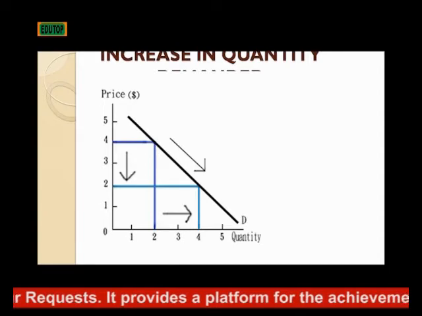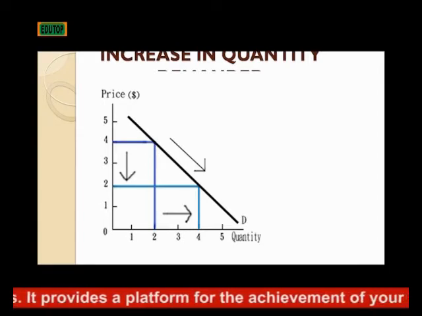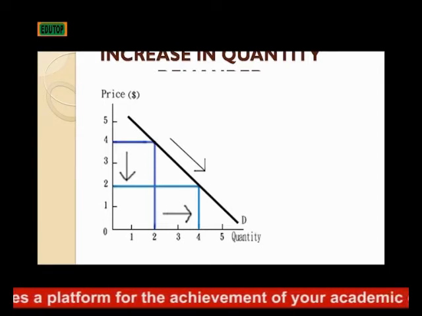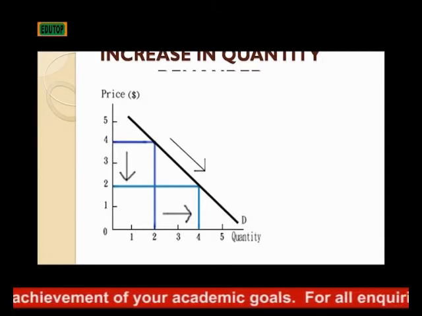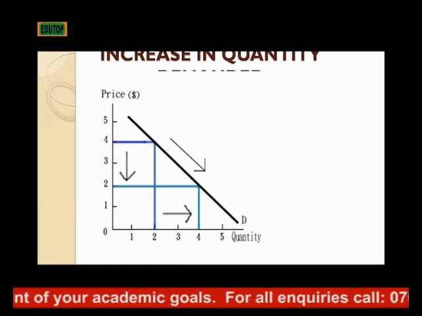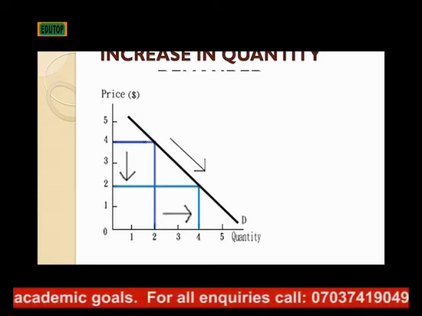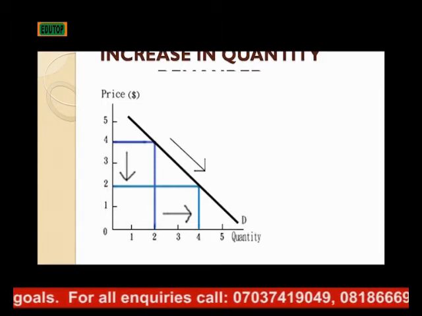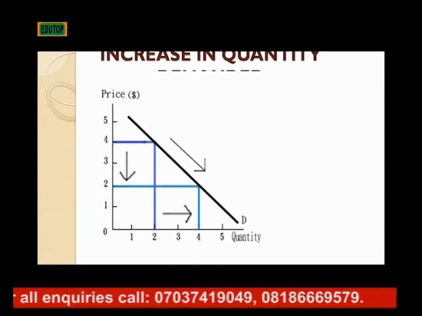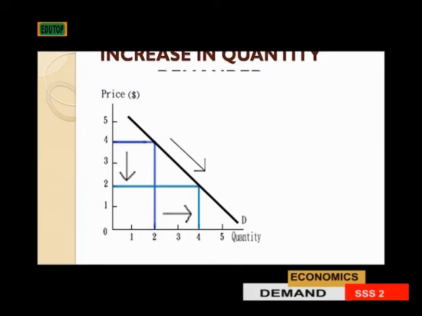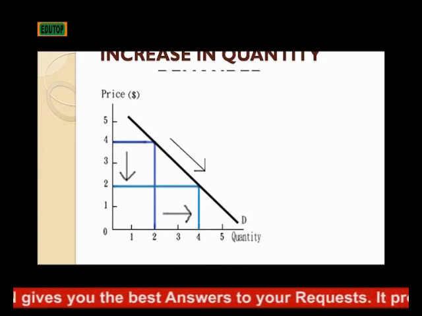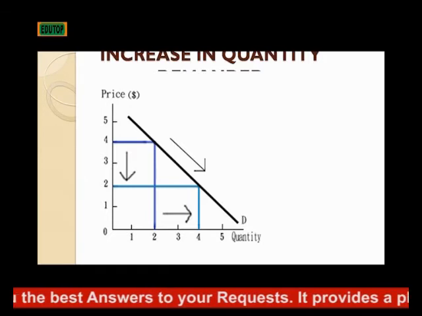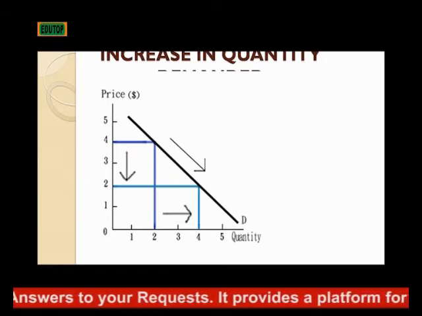a demand curve on screen, the change in price from when the price was 4 naira to when it is 2 naira makes an increase in quantity demanded from 2 to 4. That means when the price of a particular product reduced from 4 naira to 2 naira, the quantity demanded of that product will increase from 2 quantity to 4 quantity. That is the change. That means from point 4 to point 2 is what the change in quantity demanded is talking about.